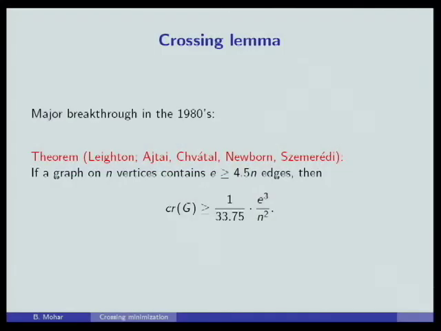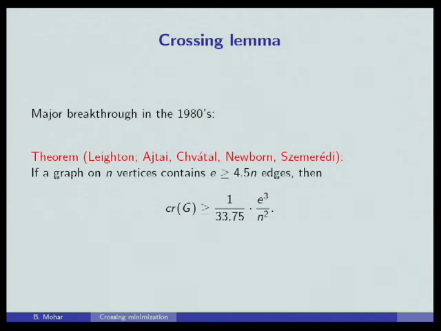But here is the so-called crossing lemma. This is an important result which was obtained about 25 years ago by two independent groups of researchers. Tom Leighton was doing VLSI design. He's a computer scientist originally, and he proved this lemma independently from Ajtai and others.